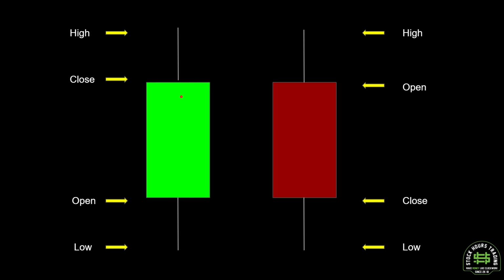And then the red candles are going to be the complete opposite. So we start up here at the top, and we close here at the bottom, and then we have our low and our high wick. You can literally watch these form in real time and flip from red to green or green to red.